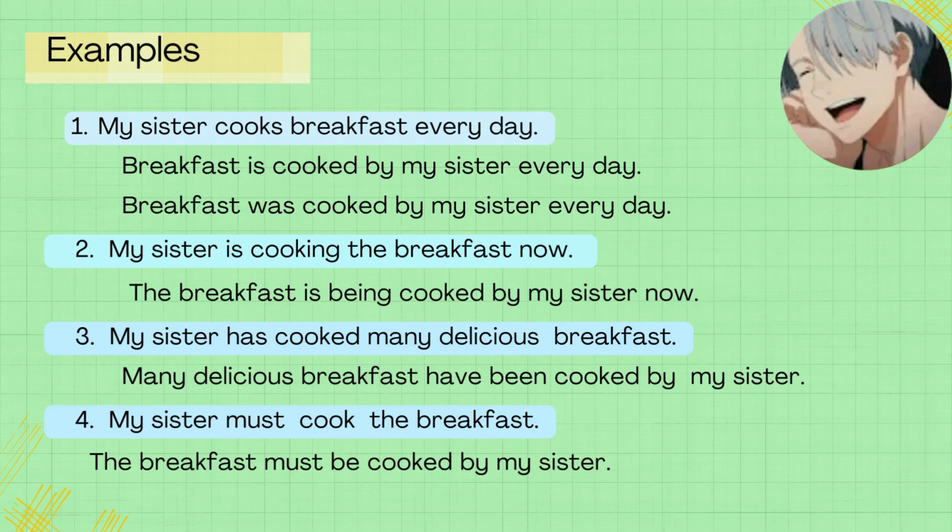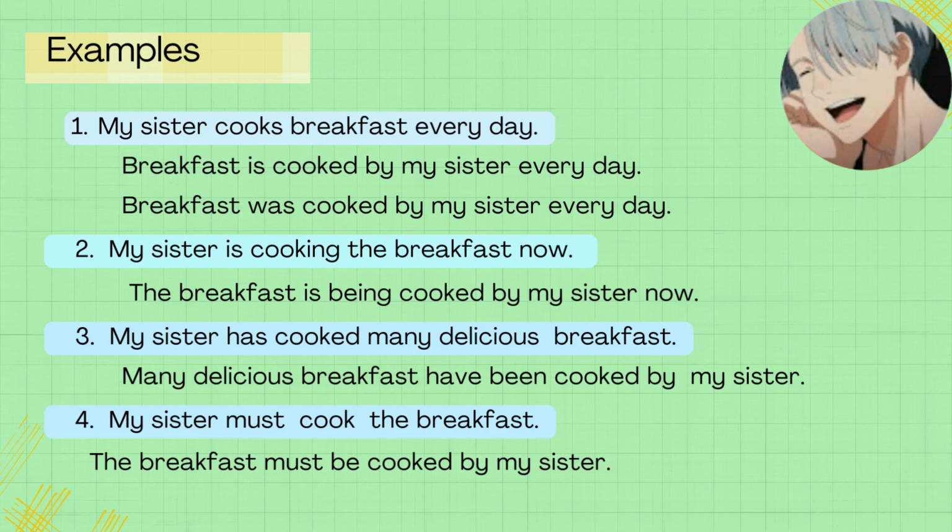Examples. These examples are the same sentence but have different verb tenses. And yeah, the first, my sister cooked breakfast every day, is an active voice. And now in the passive voice, breakfast is cooked by my sister every day. And in the past simple, breakfast was cooked by my sister every day. And the second, my sister is cooking the breakfast now. In the passive voice, the breakfast is being cooked by my sister now.